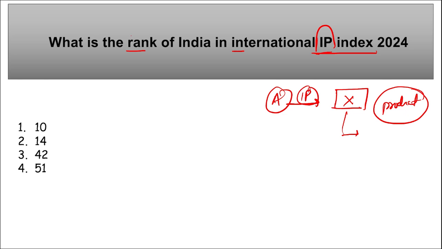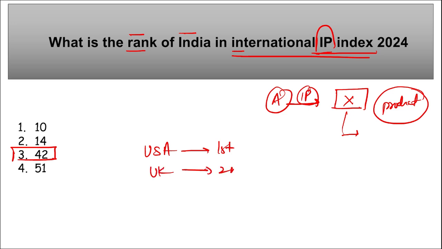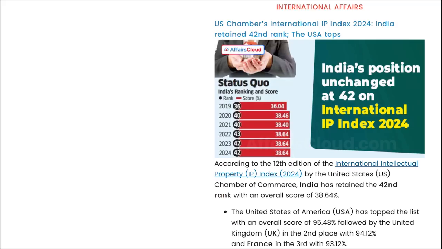Or we can say it talks about creativity, right? So what is the rank of India in International IP Index? Internationally, if we talk about various countries, at what position do India's research and development and intellectual property stand? India's rank here will be 42nd. USA is on the first position here, correct? USA topped the list with UK on second position and France on third position, whereas India is on 42nd position. Let me show you the index.